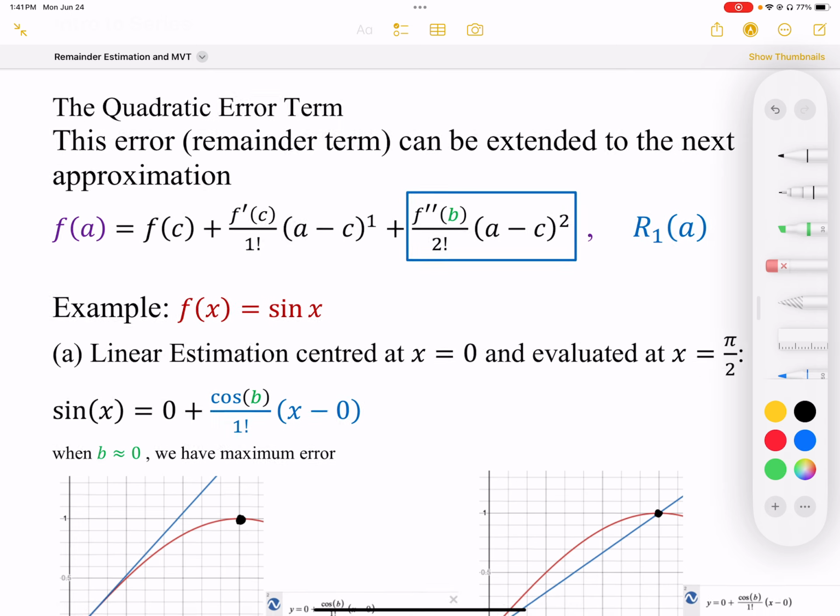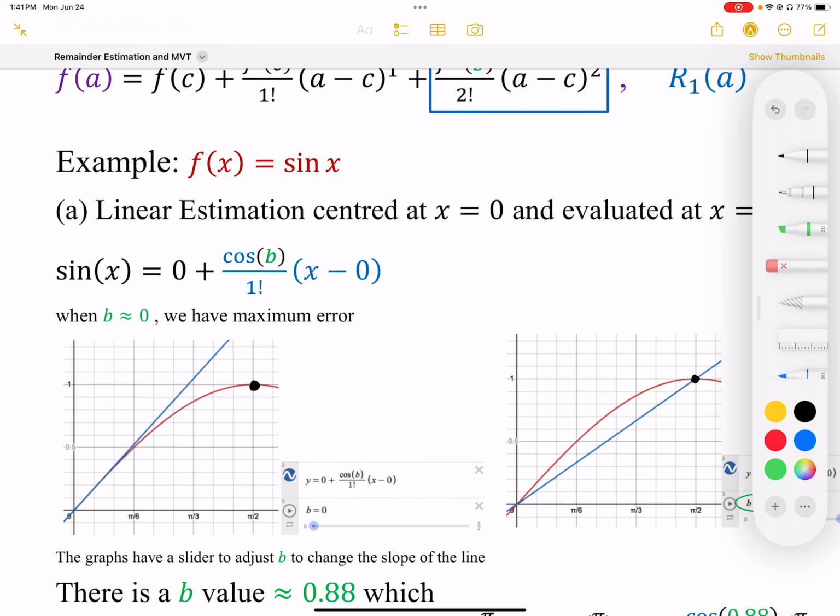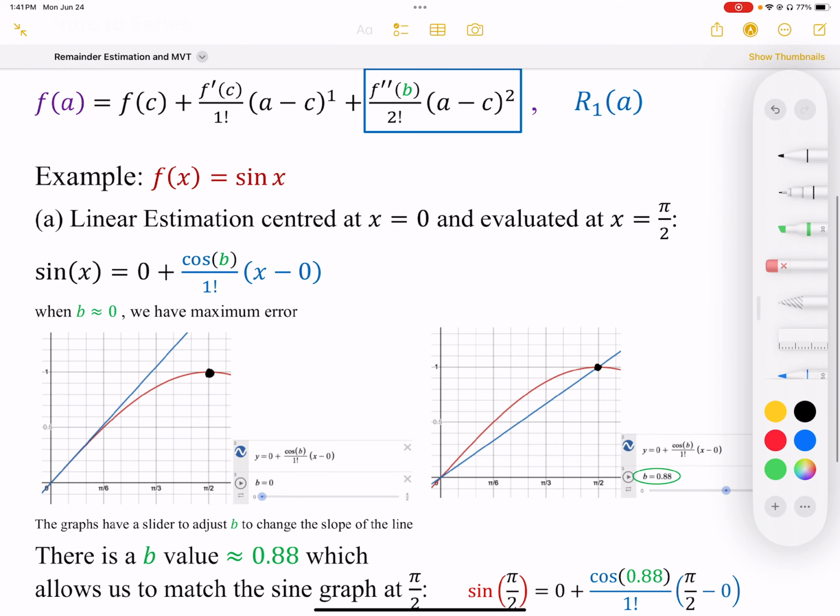So what does this look like? I've given you an example here of sine x, where our linear estimation is centered at 0, and we're going to evaluate it at pi over 2. When we take a look at sine x at pi over 2, it's equal to 1. That's that black dot. And the first picture I've drawn is when we have maximum error.